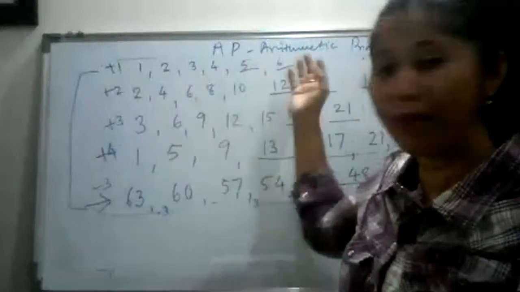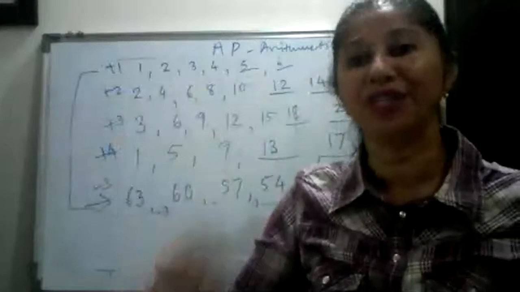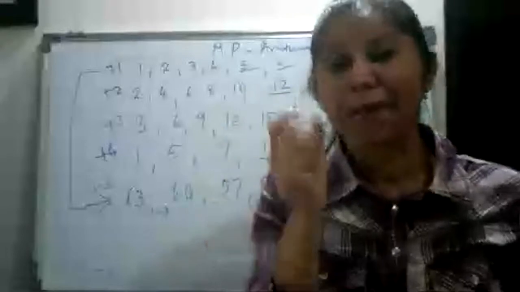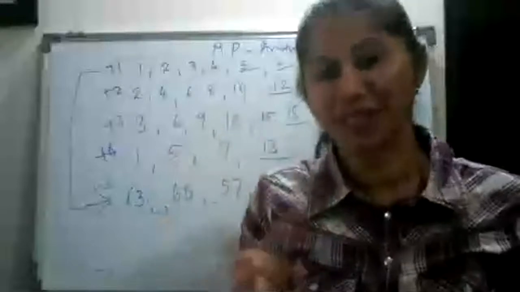A number pattern or a sequence of numbers is in arithmetic progression if the difference is constant. What difference? Again, if I have to reframe this, the sequence or the pattern or the progression is in arithmetic progression if the difference between any two consecutive terms is constant. Hope you got it now.